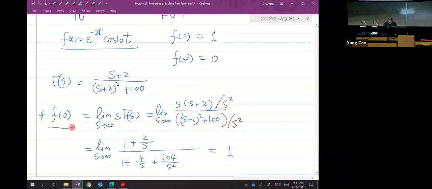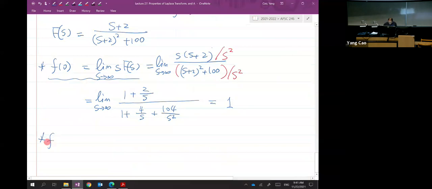So this property is what I mean by the initial value property, or theorem, to get the initial value based on the Laplace S function. Similarly, you have a property for the final value theorem. So this time you are letting s actually go to 0, and you're still looking at the expression s times F of s, but s goes to 0.